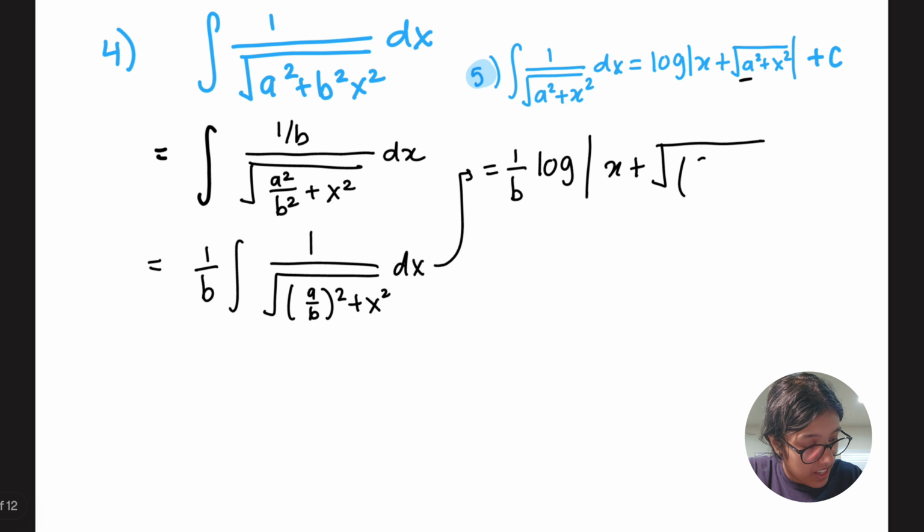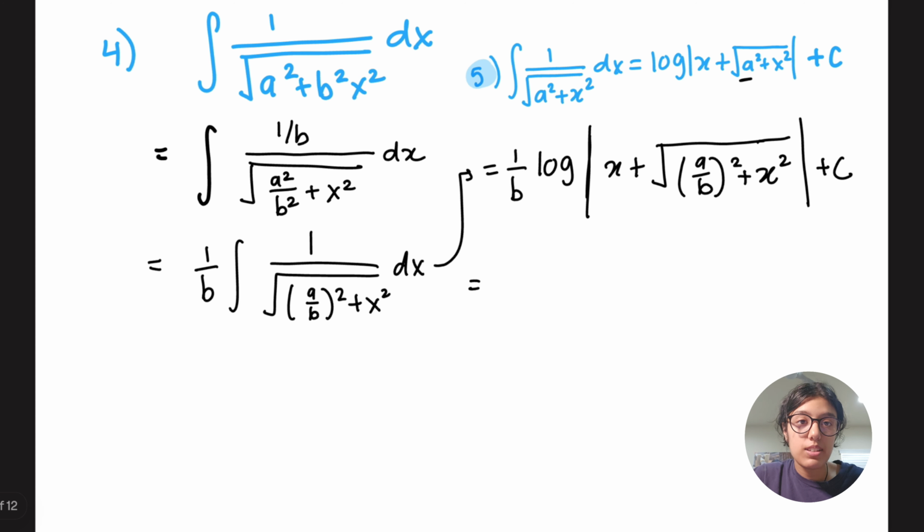So we have a over b, and that is squared over there, plus x squared. X in our case is just x. Remember, it's not always going to be x, but in this case, it is x. So plus x squared, absolute value closed, plus c. Simplifying it further.